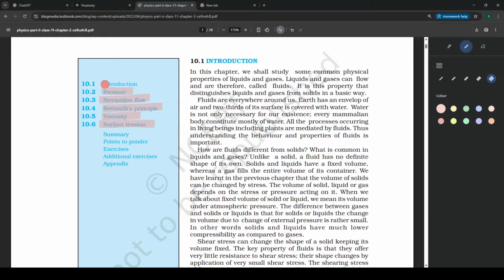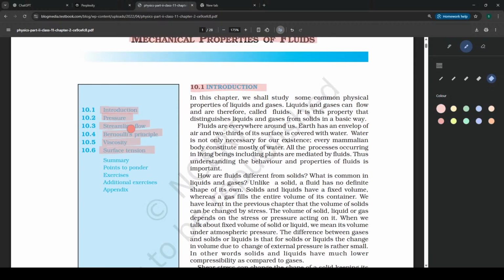Now let's start off with the introduction. 10.1 Introduction. Mechanical properties of fluids. In this chapter we shall study some common physical properties of liquids and gases. Liquids and gases can flow and are therefore called fluids. What we are going to study in this chapter is the common physical properties of liquids and gases.